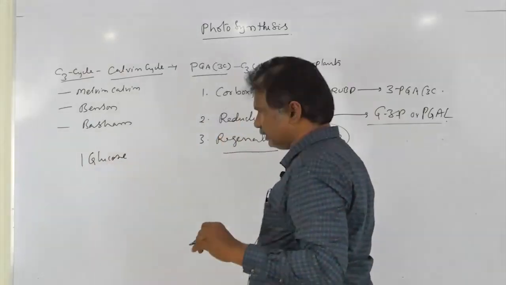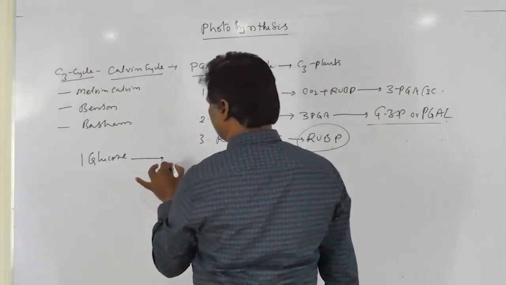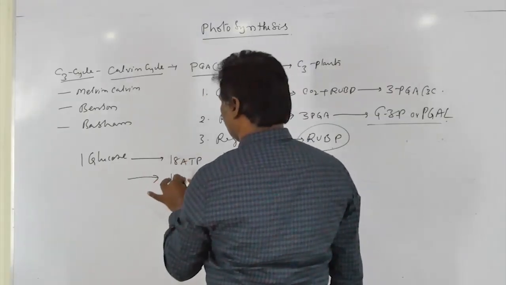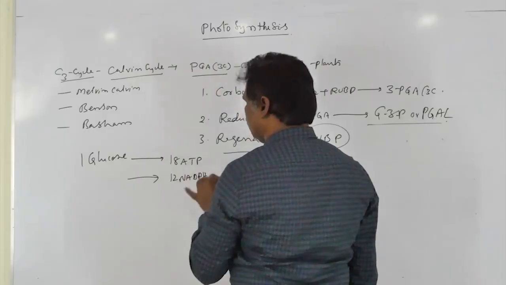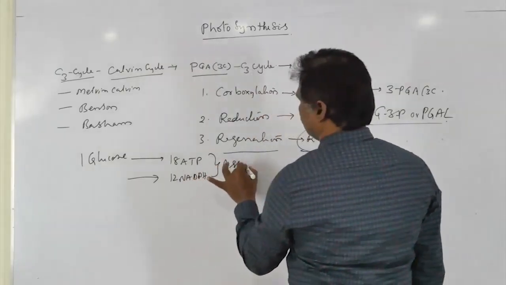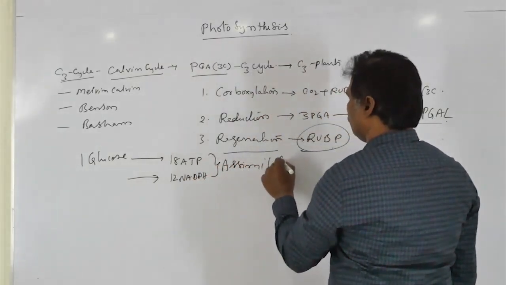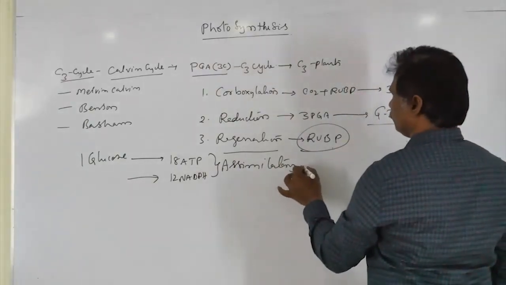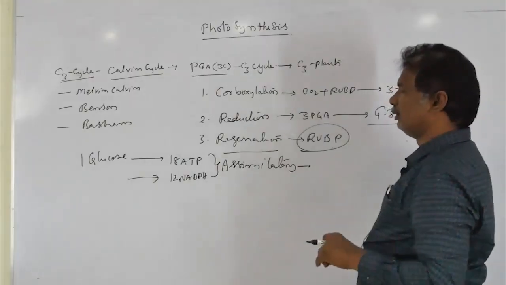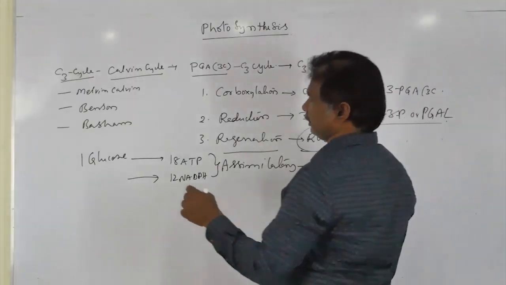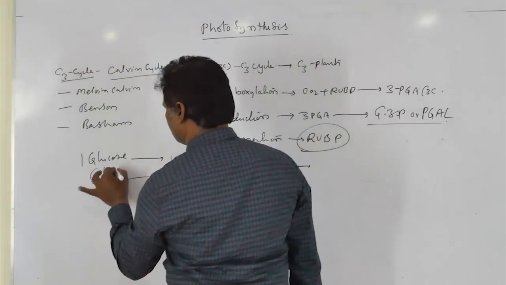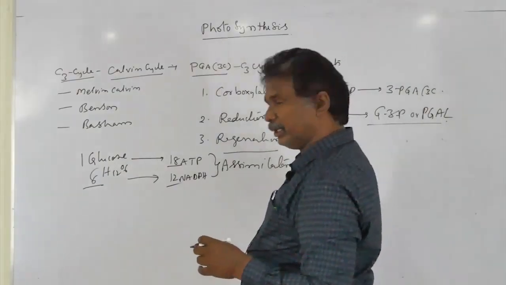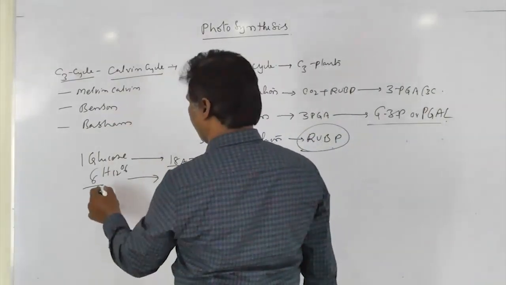As we discussed in the previous class, for one glucose, 18 ATP and 12 NADPH, the assimilatory power, are required to synthesize one glucose molecule. Glucose, as you know very well, is C6H12O6. For 6 carbons, 18 ATP and 12 NADPH2 are needed in the C3 cycle.